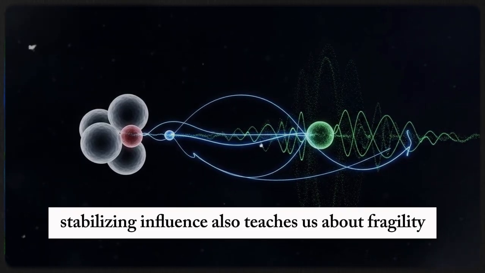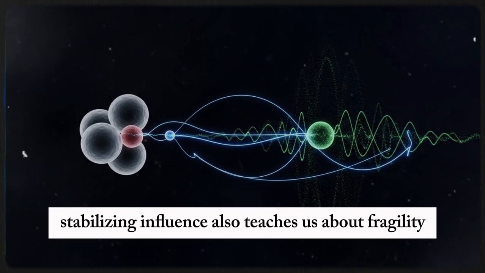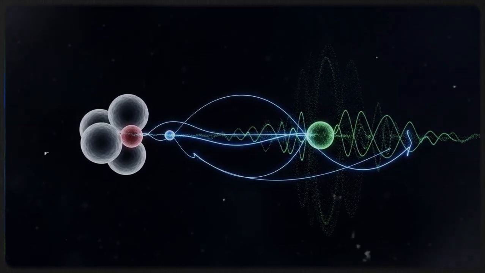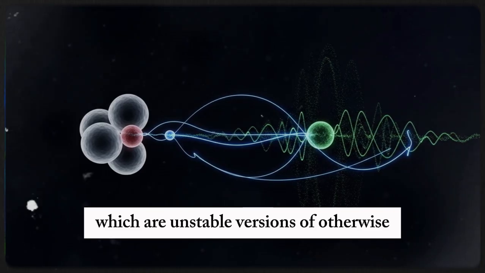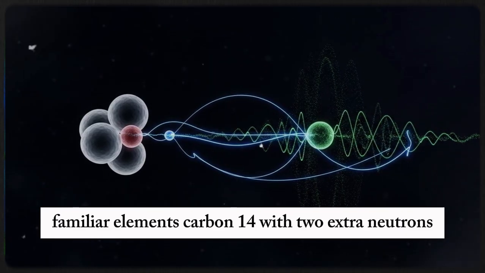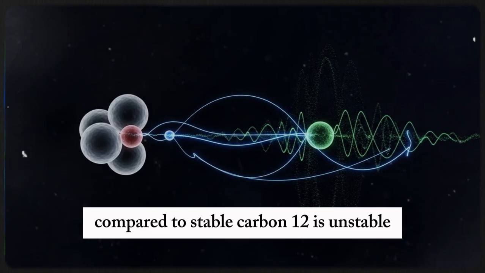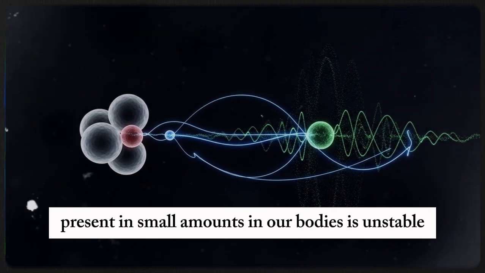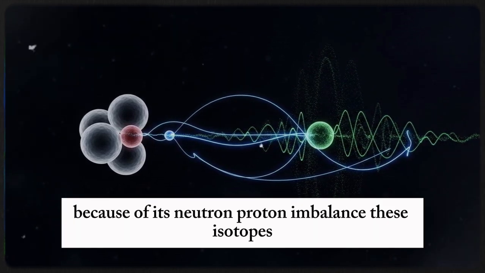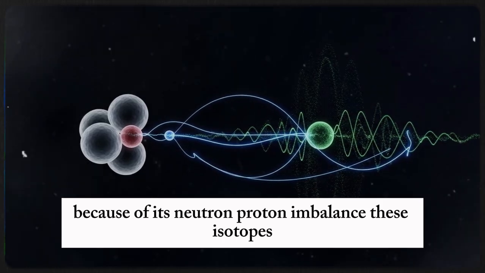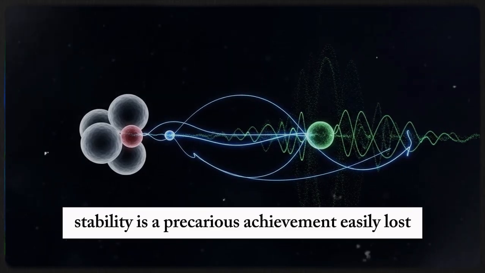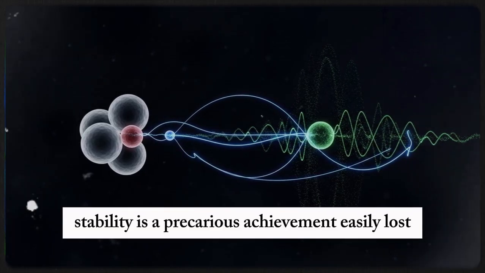The neutron's stabilizing influence also teaches us about fragility. Consider the phenomenon of radioactive isotopes, which are unstable versions of otherwise familiar elements. Carbon-14, with two extra neutrons compared to stable carbon-12, is unstable and decays over thousands of years. Potassium-40, present in small amounts in our bodies, is unstable because of its neutron-proton imbalance. These isotopes remind us that the neutron's role is not absolute. Stability is a precarious achievement, easily lost.